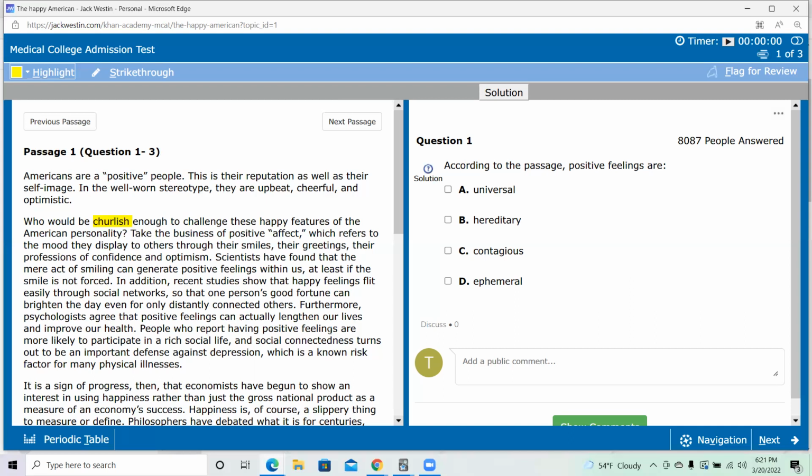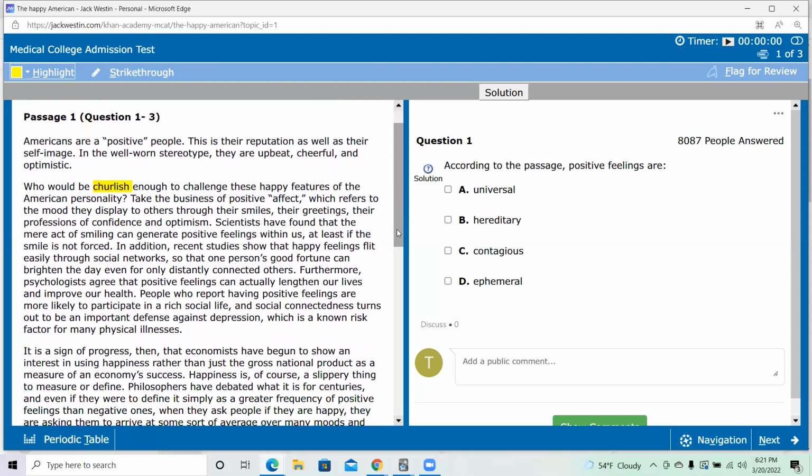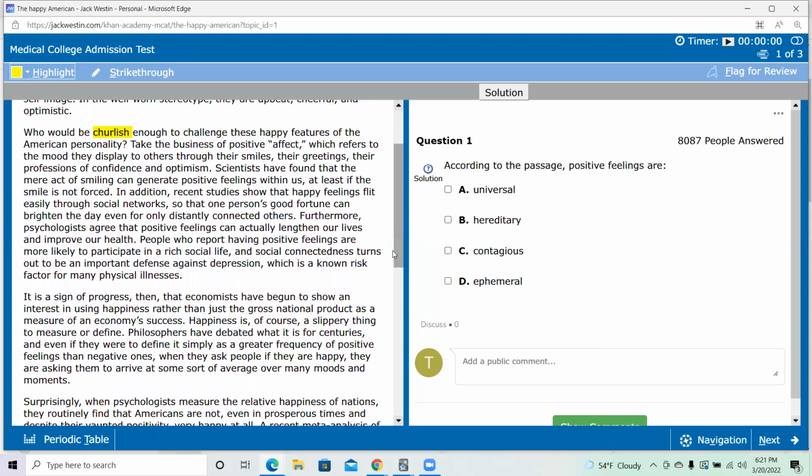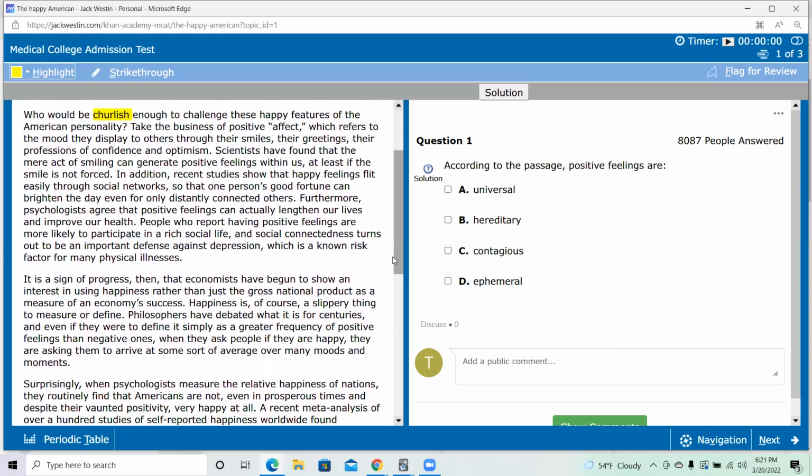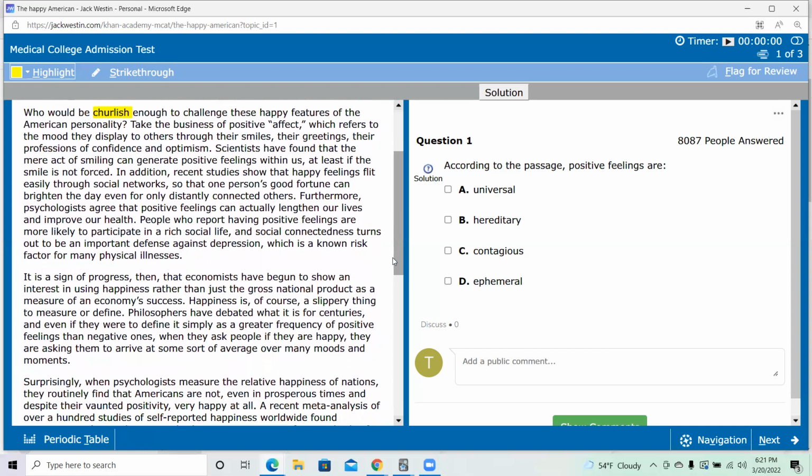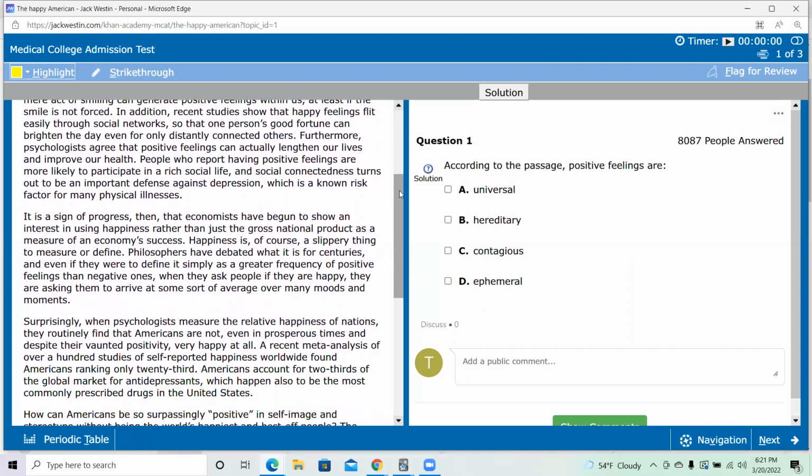People who report having positive feelings are more likely to participate in a rich social life. And social connectedness turns out to be an important defense against depression, which is a known risk factor for many physical illnesses. He just blathered on about smiling and the positive benefits of it. From that passage, I don't actually get anything about how he feels other than, oh, you shouldn't challenge those features. Look at all the benefits, right? But I don't get much about how he personally thinks about this stuff.